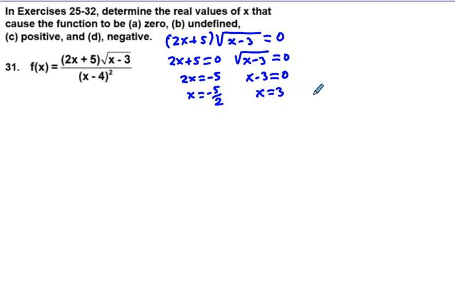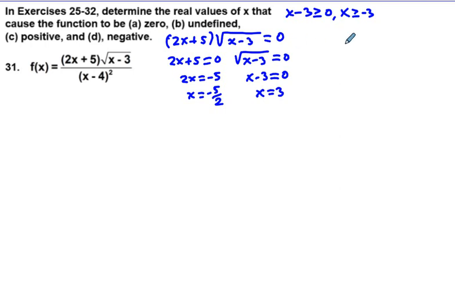And we also have the condition that I'm going to put up here at the top. We're going to have x minus 3 has to be greater than or equal to 0. So therefore x has to be greater than or equal to 3. So that's a constraint based on this radical.